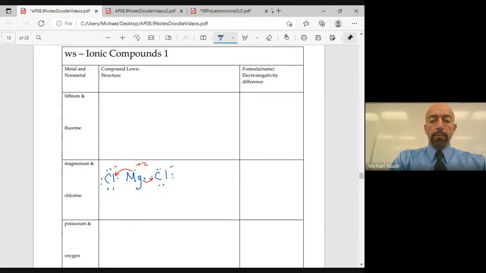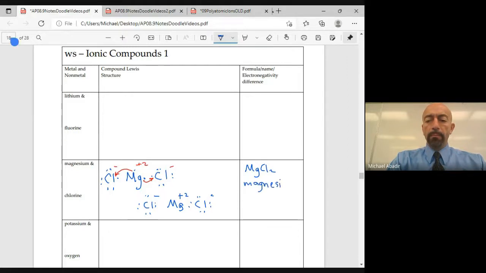So if you drew your final copy of this, it would look something like this. You would draw an Mg, you would draw 2 Cls. Each Cl would have 8 valence electrons. Magnesium would have none drawn. And then you would draw the charges in of +2, -1, and -1. And then to write the formula for this, you would just write MgCl2. To write the name of this, you would just call it magnesium. The metal will keep its name. And the nonmetal will change to an IDE ending of chloride.